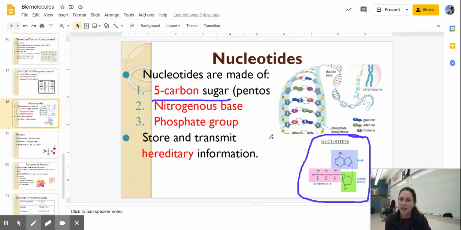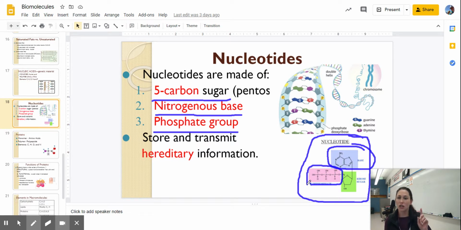You can see its ring structure. It's made up of what we call a nitrogenous base, which is in the middle right here, and then it also has this phosphate group out on the side. So it's made up of three things: a sugar, a nitrogenous base, and a phosphate group. The nitrogenous base goes in the middle, the sugar hangs out on the side, and the phosphate hangs out on the side. So this piece right here is a nucleotide.